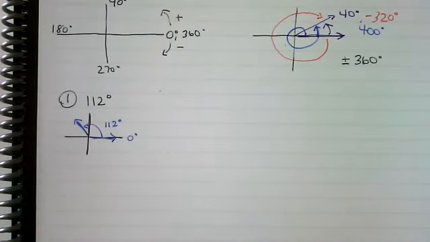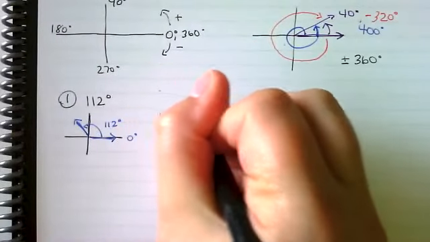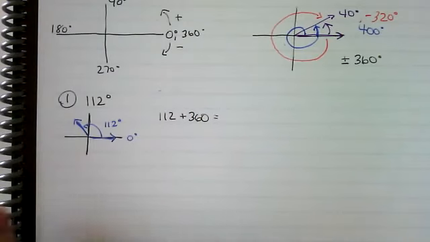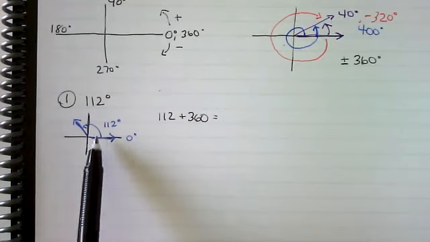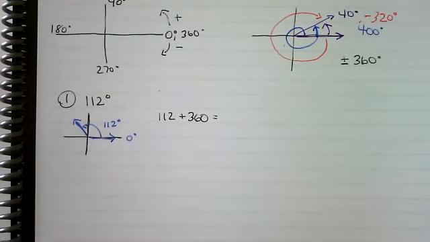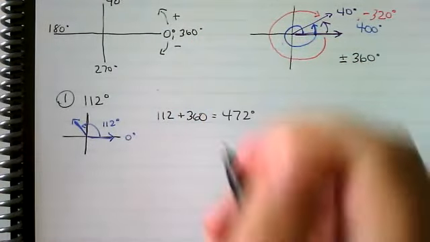I need to find one that's positive and one that's negative. So I'm going to do 112 plus 360, and that'll give me a bigger positive. That means I'm going around an extra full time. Instead of just going from 0 to 112, I'm saying, okay, I'm gonna go past it, and then I'm gonna hit it again. So when I add those together, I get 472 degrees.